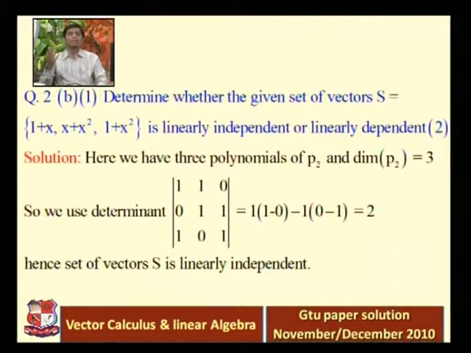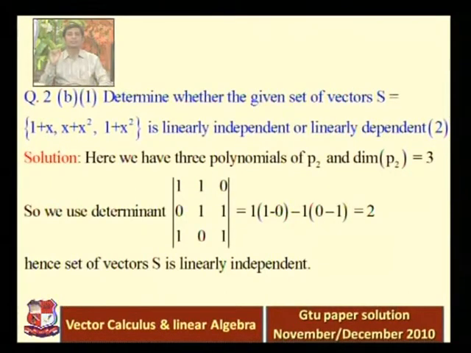As for example, we know that the dimension of R3 is equal to 3. In general, the dimension of Rn is equal to n. If you have a set S that contains 4 vectors of R3, and the dimension of R3 is equal to 3, then that set S is always linearly dependent. You don't need to check that one. You can directly say that S is linearly dependent.